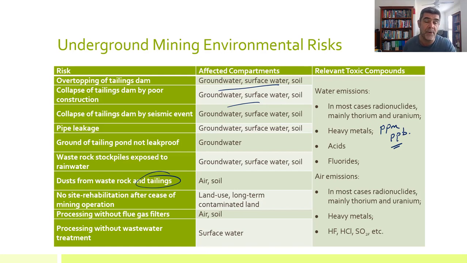Acids are one of the problems because acids can be used in the separation and refinement processes, and fluorides too. In the air, the same sort of thing can happen with those radionuclides or heavy metals, but also a couple of the gases that can be released during the refining process.